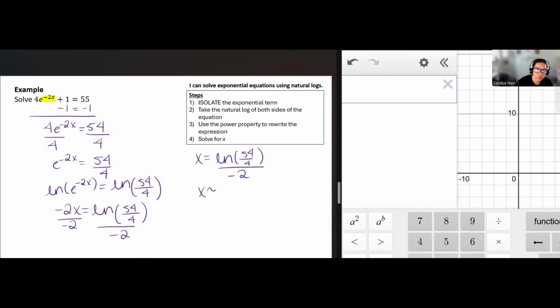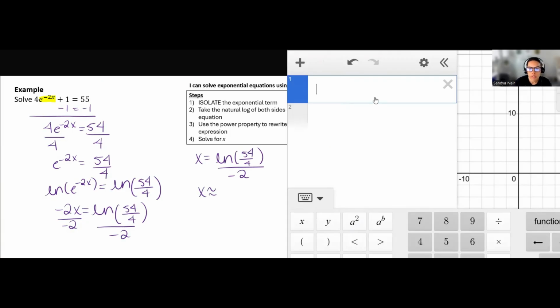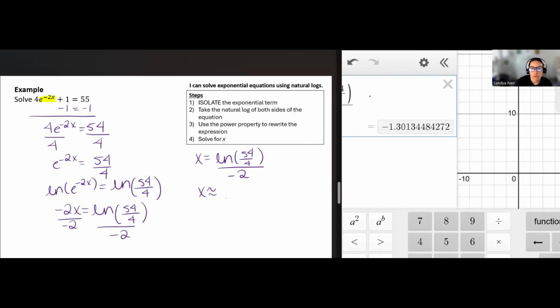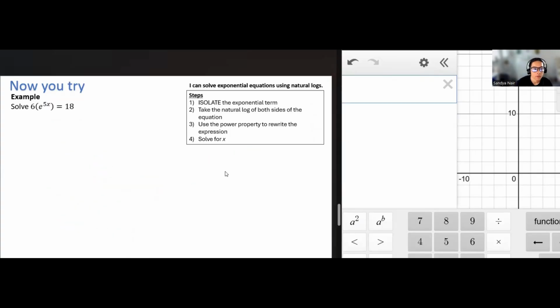So I can now use Desmos to approximate this value. So I'm going to go ahead and type ln and then parentheses 54 over 4. And then it's very important that I arrow to the right and then close the parentheses before I do the divided by negative 2, okay? Because that entire natural log is being divided by negative 2. So x is approximately equal to negative 1.3013, right? Remember, we always usually round to 4 decimal places. Now you can go ahead and pause the video and try doing this example on your own.